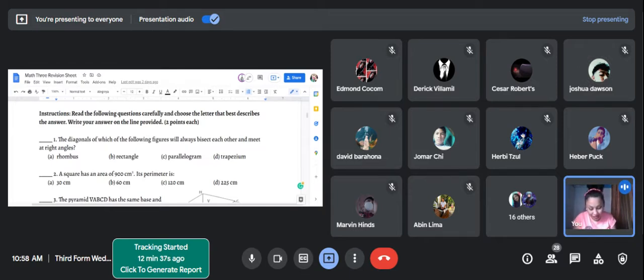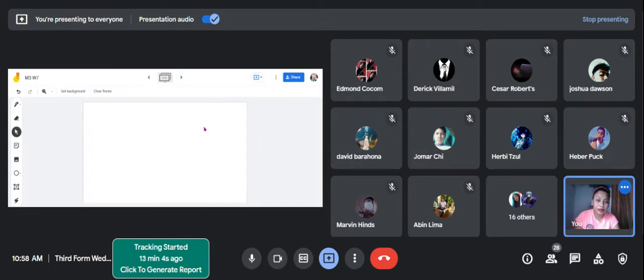Let me see if I can open. Let me open a Jamboard, and then I'll draw the shapes, and then you guys can visualize it, because I don't think that you guys are visualizing what I'm saying. Okay. And then I'm going to share this tab. Okay. So now over here.